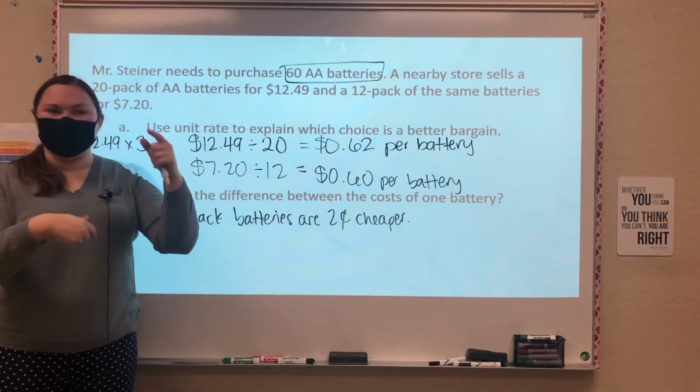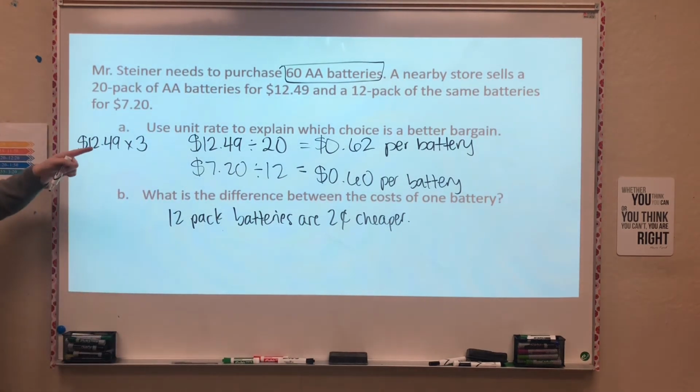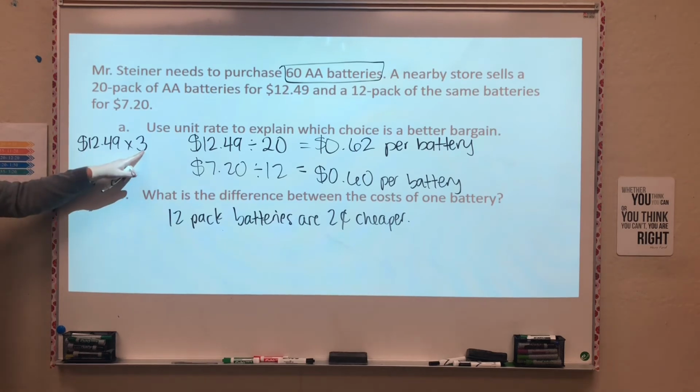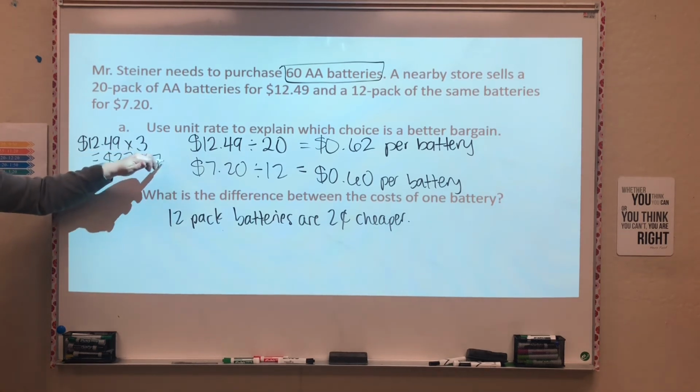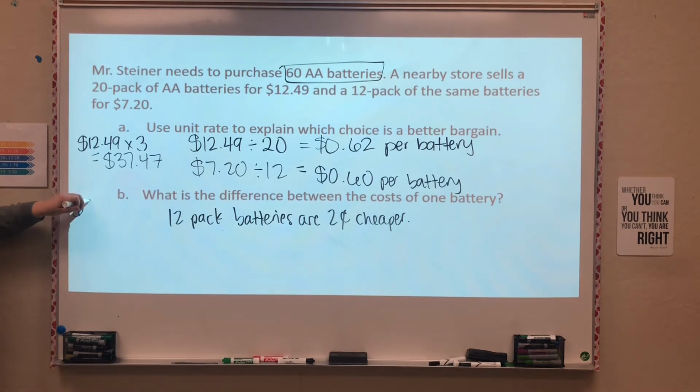But you're going a step further and saying, well, let's figure out what the total cost for each of them would be. If he's buying the 20 packs, this would be the cost for him to get to 60. Did you figure out what that equals? $37.47. Okay. And then for the 12 packs, you would have to multiply that by 5. You need 5 12 packs to get to 60 batteries. And that would be $36. $36 even. So if looking at those prices, what do we see?